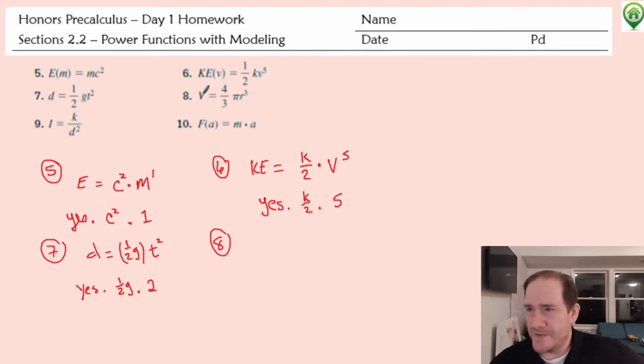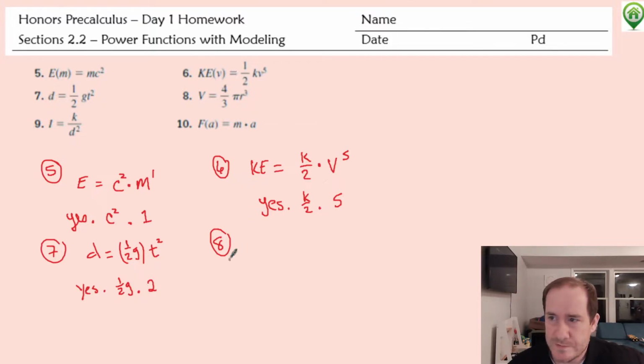Alright, I recognize that. That's the formula for the volume of a sphere. So, V is for volume. That's a variable. 4/3 is looking like a constant to me, but so is pi. So 4/3 pi would be the constant of variation. All of that stuff. And then r is our x variable.